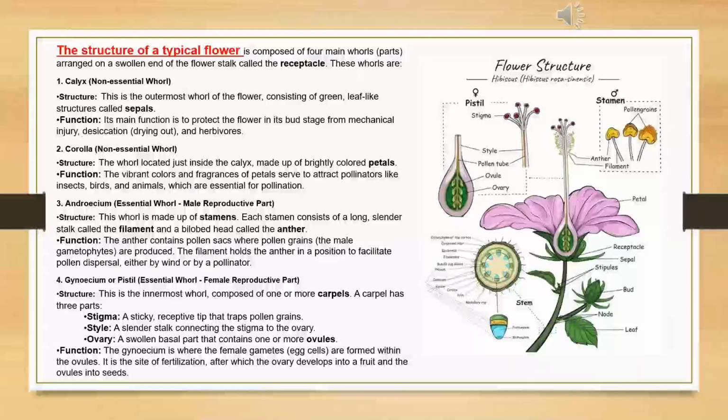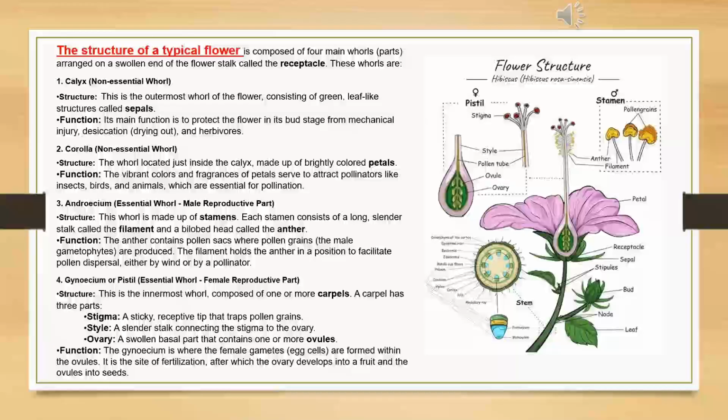Now we'll see the structure of the gynoecium. This is the innermost whorl composed of one or more carpels. The carpel has three parts: stigma, style, and ovary. Now we'll see the overview of the stigma. It is a sticky, receptive tip that traps the pollen grains. The next one is the style, a cylindrical stalk which connects the stigma to the ovary. It is basically a tube-like structure.